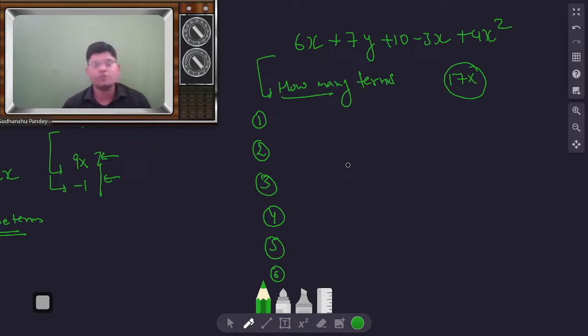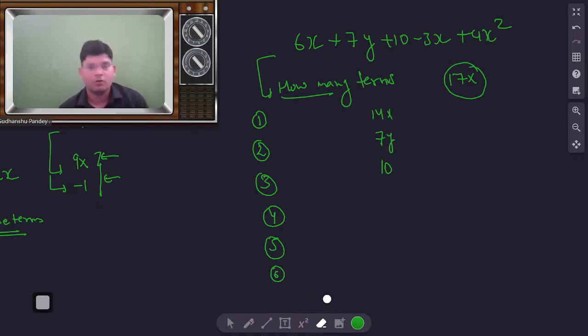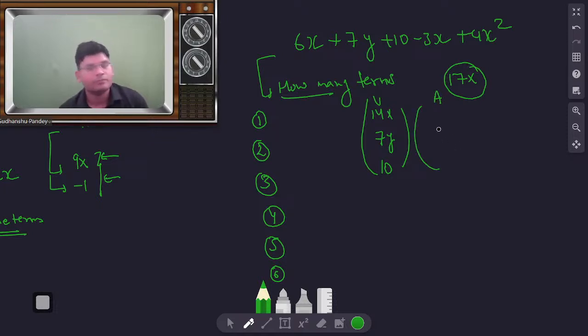Anvita, this is an open question. Anybody can answer. So, sir, it is 14x, 7y, and 10. So he is telling 14x, 7y, and 10. I got it different. Okay, you tell me your answer. Let me keep this answer for Vihan. Yes, tell me Anvita. I got 3x, 4x square, and 7y and 10. Wonderful. What about you, Daksh?